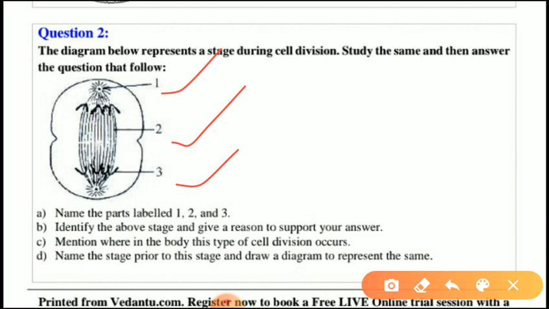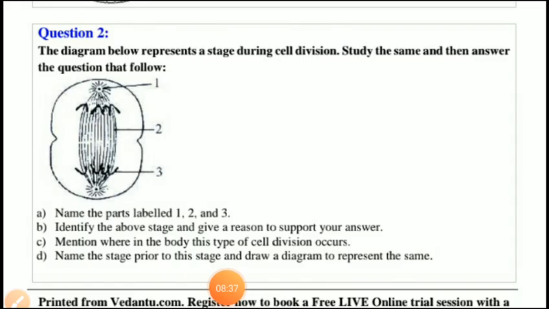Question number B. Identify the above stage and give a reason to support your answer. The given stage is late anaphase because we can see a furrow in the middle of the cell, as well as the sister chromatids have already reached the opposite poles of the cell. These are the 2 identifying characters of late anaphase.